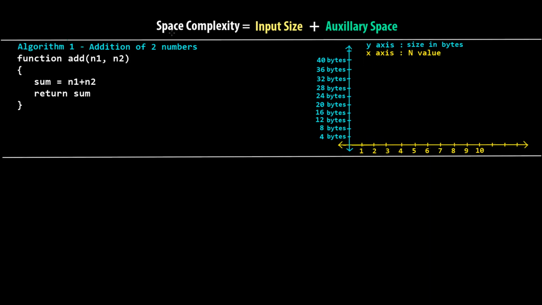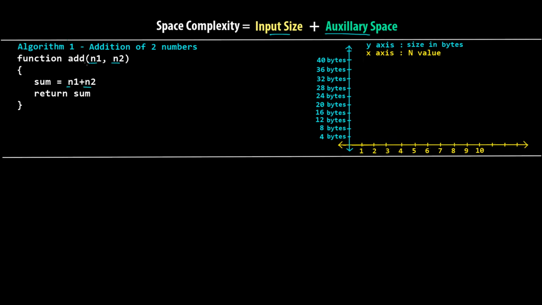Okay, so as I mentioned, space complexity as a whole is equal to input size plus the extra auxiliary space, right? We just talked about it theoretically. So let's take an algorithm over here, which is a very simple algorithm of addition of two numbers. So this is the function. It takes n1, n2. So n1 and n2 are two variables. Let's say they are integer variables. You create a third variable sum, you store the addition in that sum variable and you return that from the function. Okay, very basic.